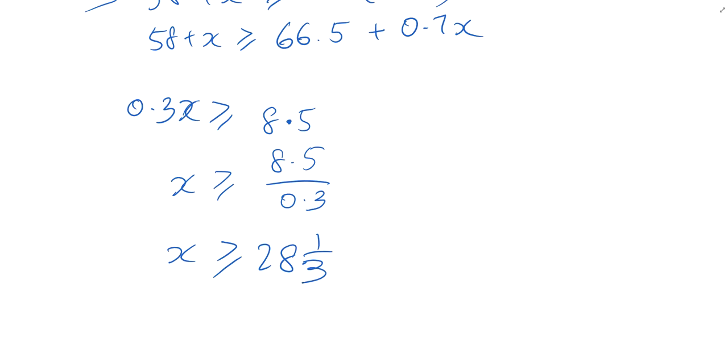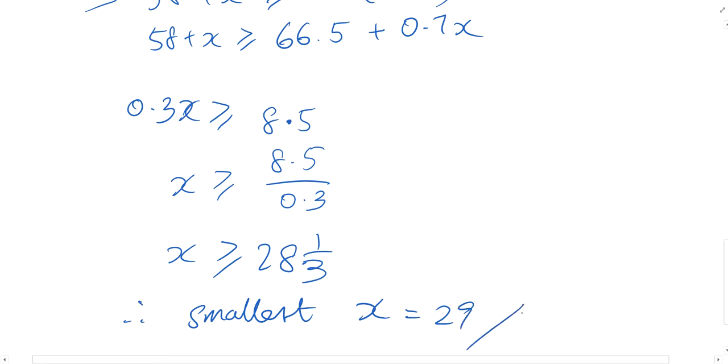Now, what is the smallest number of adults that need to join? So, smallest x equals to 29. That's it. But it's more than... Hang on. Yes, Yang Kun?